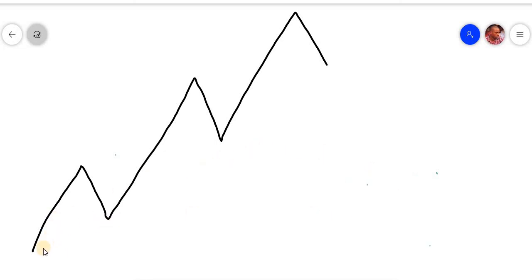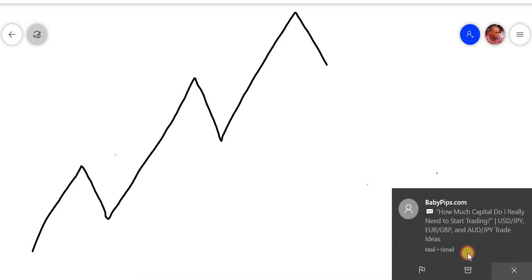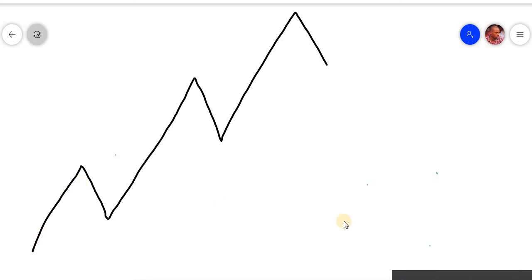Okay, now we have what we call the push phase and the correction, or we call the impulsive move and the corrective move, repeating in turn. The impulsive move is in the direction of the trend. Okay, so we have an uptrend.